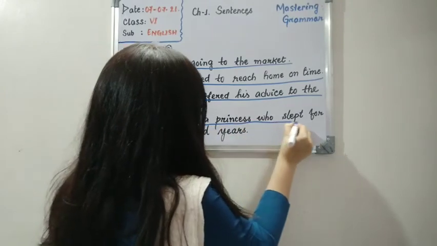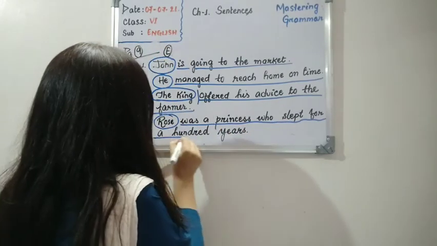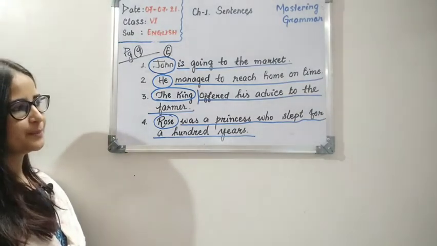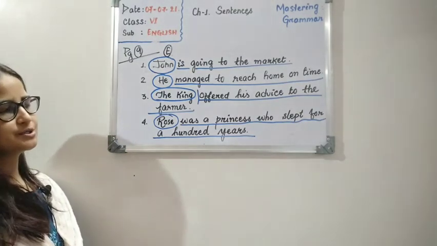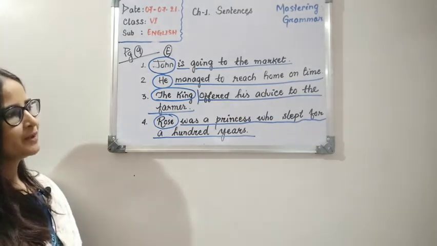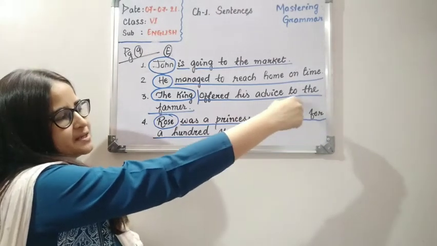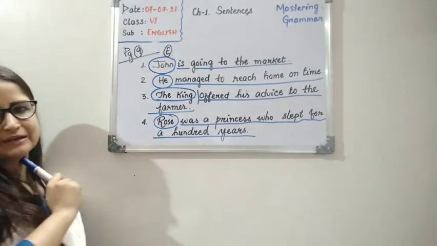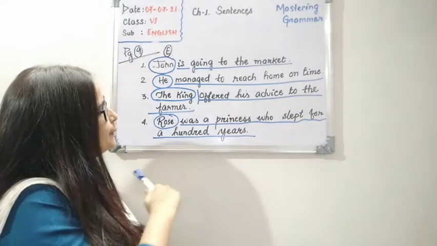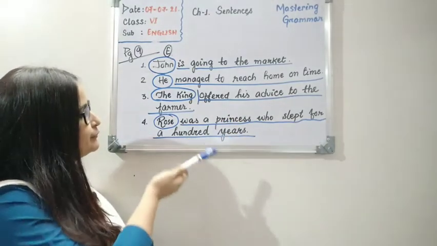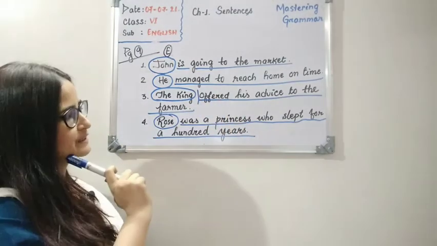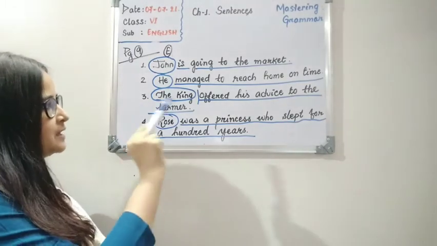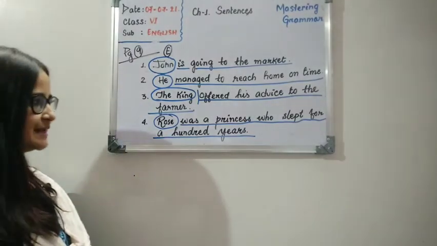So was is actually an auxiliary verb, but here we can see that this is acting as the main verb. Was a princess who slept for 100 years. Okay, children, you may think that slept is the verb here, but it is acting as an infinitive. We will be doing what an infinitive is in the verb chapter, or tense chapter, whatever you prefer. So we can do that one then. Here: Rose was a princess who slept for 100 years.